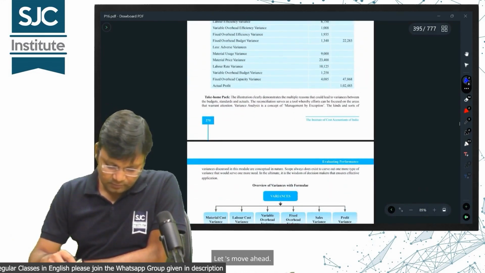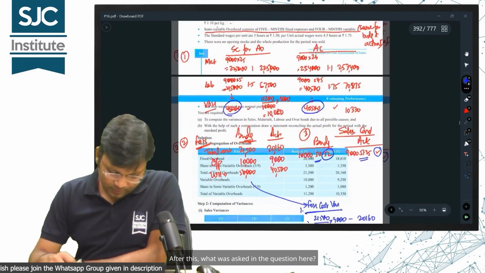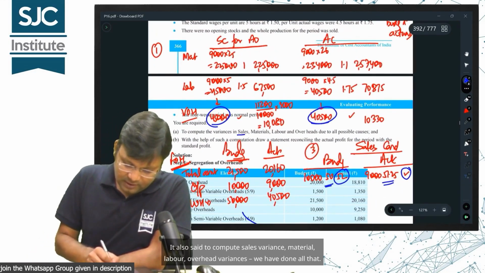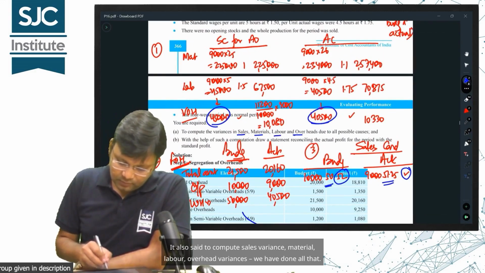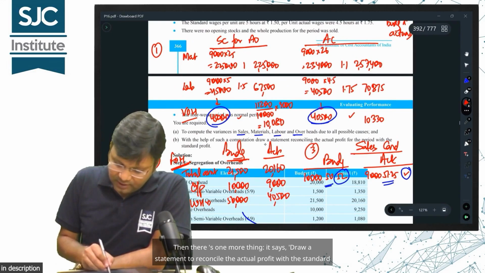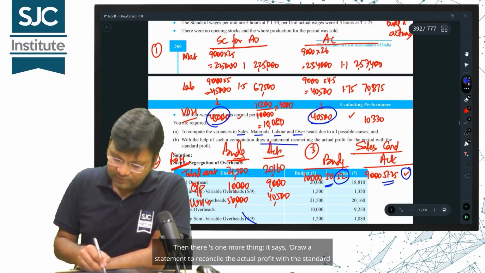Let's move ahead. After this, what was asked in the question here? It also said to compute sales variance, material, labor, overhead variances. We have done all that. Then there's one more thing. It says, draw a statement to reconcile the actual profit with the standard profit.